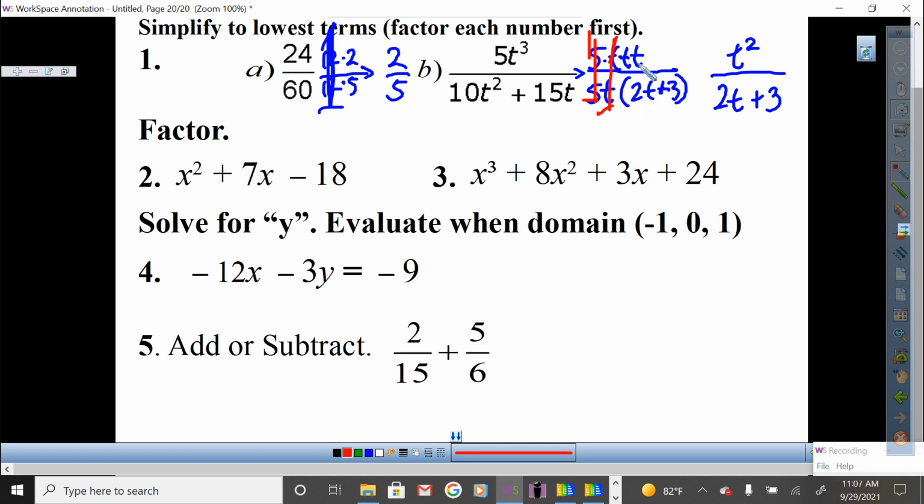Now, why can't we get another giant 1 here inside? Because there's addition right there, and we cannot do that when there's addition or subtraction. Okay.